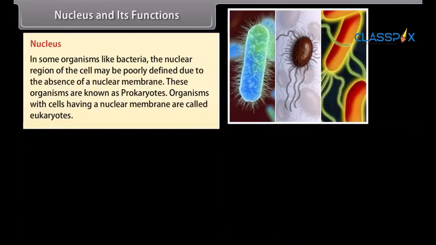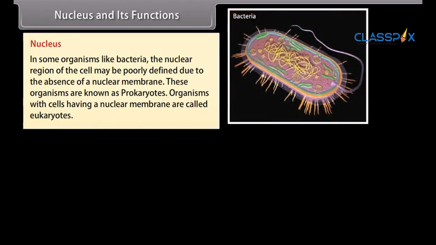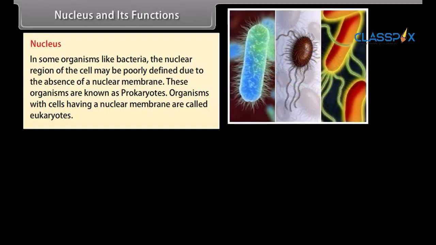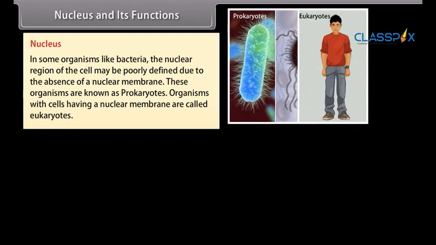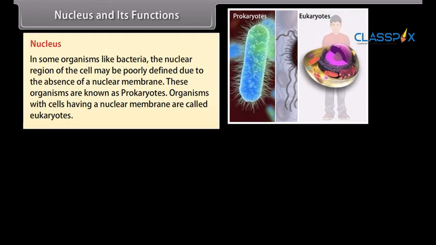In some organisms like bacteria, the nuclear region of the cell may be poorly defined due to the absence of a nuclear membrane. These organisms are known as prokaryotes. Organisms with cells having a nuclear membrane are called eukaryotes.